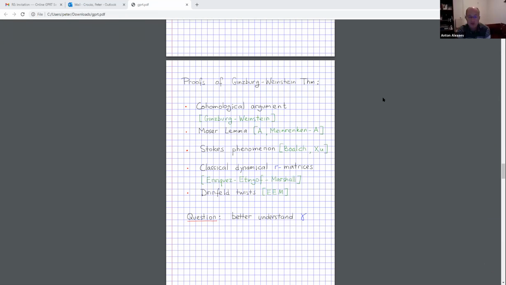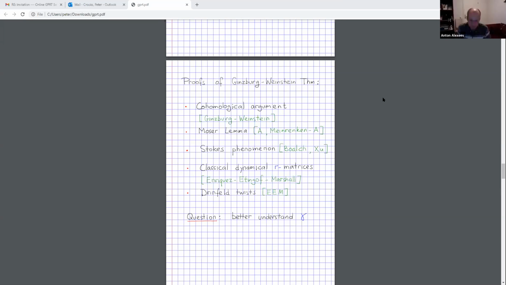And Xiaomeng Xu was able to make some concrete formulas out of it, because typically these matrices are not very concrete, with the exception of SL2. He was able to consider some particular cases. Then there is a PDE-based proof using classical dynamical r-matrices developed by Etingof, Schedler and Schiffmann. And we also designed another proof using quantum groups, using so-called Drinfeld twists.